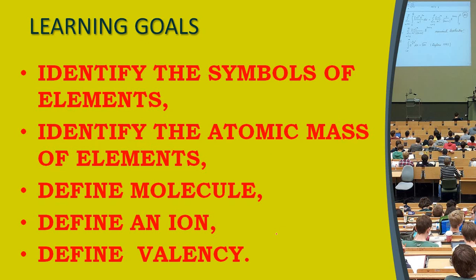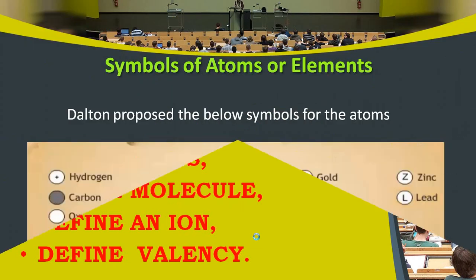The second part we are going to start today. In this second part, our goal is to identify the symbols of elements. What are symbols? Why did we need to make a symbol for any element? What is atomic mass? What is a molecule? What is an ion? Types of ion, and what we mean by valency. So this is our second part goal of today's class.